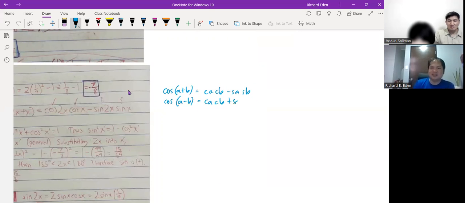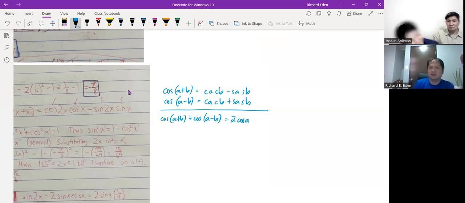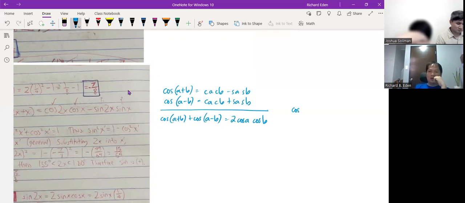CA CB plus SA SB. If I add these two, that's going to give me cosine A plus B plus cosine A minus B equals twice cosine A cosine B. So this is an identity that is true no matter what A and B are. Now, at this point, we have the values of cosine 4x, cosine 2x, cosine x, and then we want to figure out what the value of cosine 3x is.